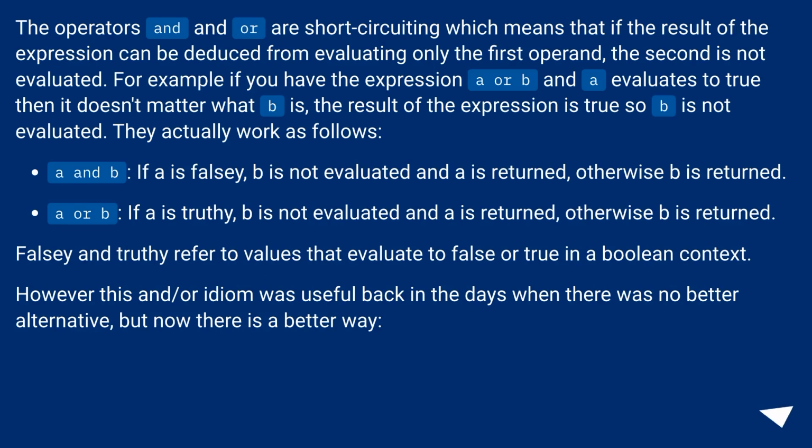The operators and and or are short-circuiting, which means that if the result of the expression can be deduced from evaluating only the first operand, the second is not evaluated. For example, if you have the expression A or B, and A evaluates to true, then it doesn't matter what B is, the result of the expression is true, so B is not evaluated. They actually work as follows. A and B: if A is falsy, B is not evaluated and A is returned, otherwise B is returned. A or B: if A is truthy, B is not evaluated and A is returned, otherwise B is returned. Falsy and truthy refer to values that evaluate to false or true in a Boolean context.